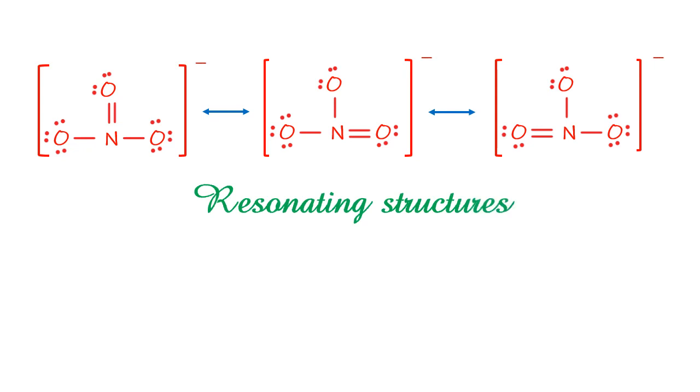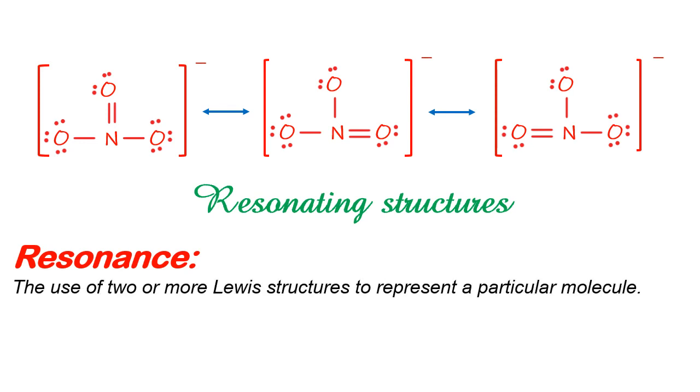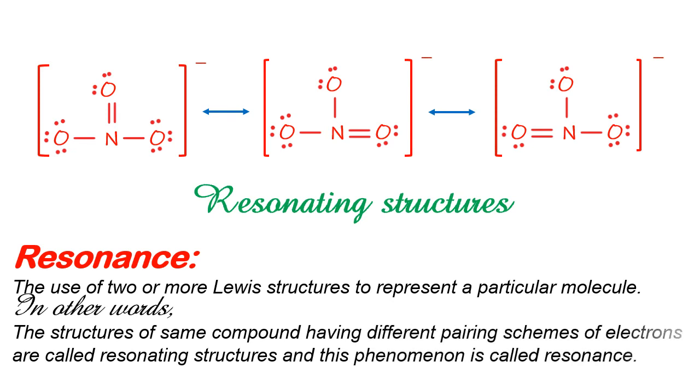So what is actual resonance? Resonance is basically the use of 2 or more Lewis structures to represent a particular molecule. In other words, the structures of the same compound having different pairing schemes of electrons are called resonating structures, and the phenomenon is known as resonance. So all these 3 are resonating structures, and we say nitrate ion shows resonance.